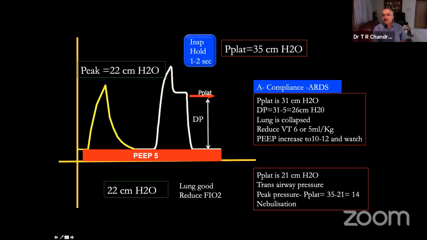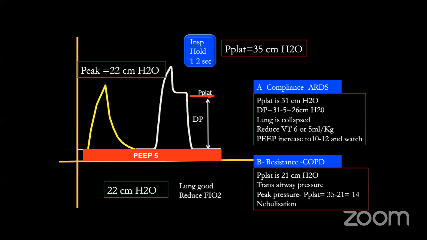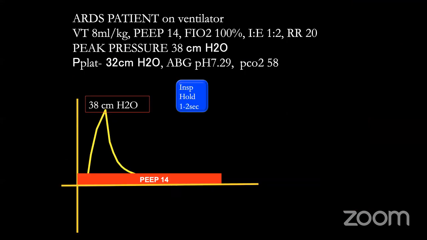Probably, as you said, if the trans airway pressure is so high, then you may require nebulization. Not for this, when it is only 3 centimeters. Don't nebulize whenever you see a high plateau if the trans airway pressure is less than 8-9. Understood? Okay. Sir, how to check trans airway pressure?